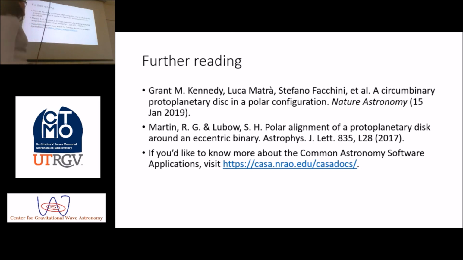If you want to read up on more of the methods, they were very in-depth. You can go ahead and look for the paper. It was published in Nature Astronomy. This paper here was where that image of the binary systems with skewed protoplanetary disk was taken from. So if you'd like to take a look at that. And then again, if you want to look at the specific applications that were used to model the system, you can go ahead and visit the Common Astronomy Software Applications.